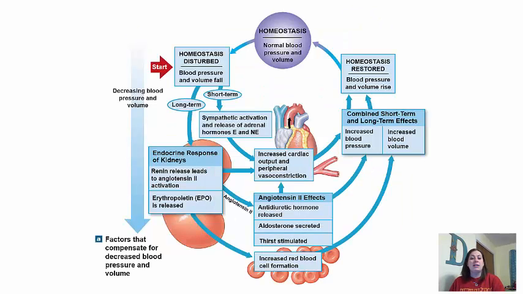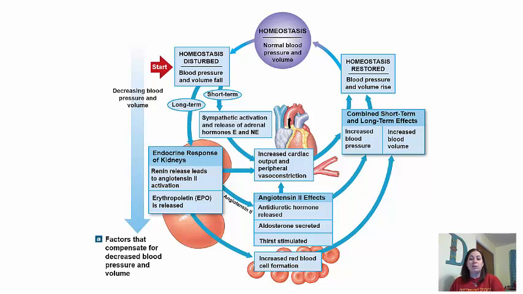On the other hand, if we see that homeostasis gets disrupted where blood pressure and blood volume will fall, the short-term effect, okay, so we'll follow the short-term first. This is where there's the sympathetic activation. So we're going to see that the adrenal gland is going to release hormones epinephrine and norepinephrine. This is going to increase your cardiac output, which is going to increase the blood pressure. And again, this is going to be for a short time.